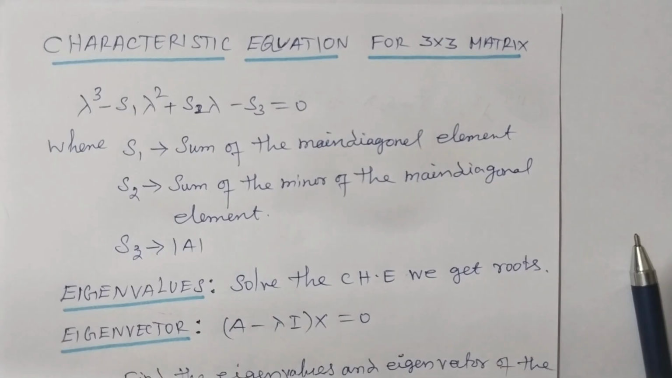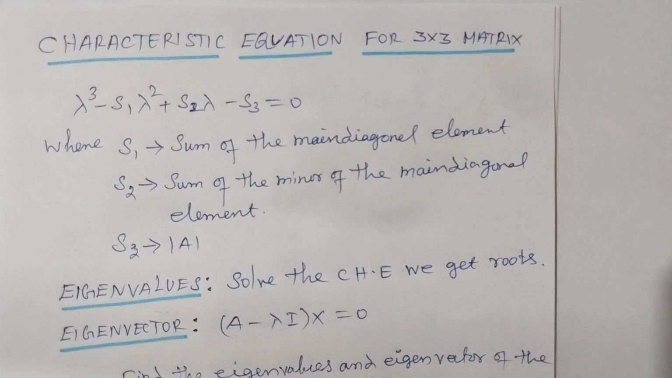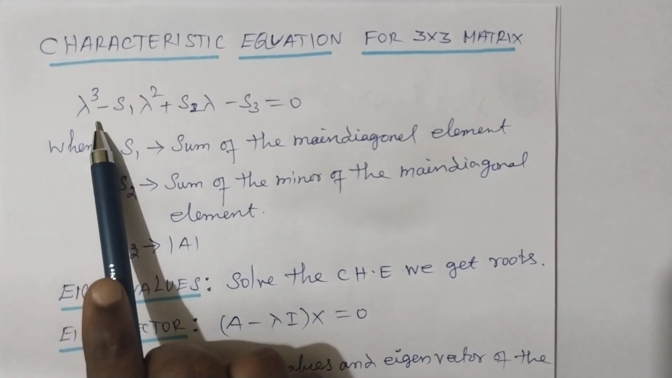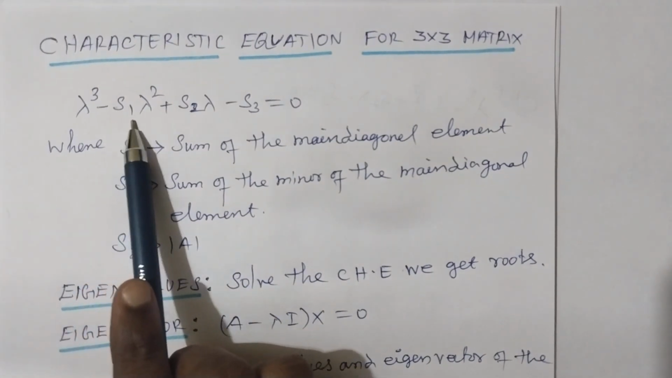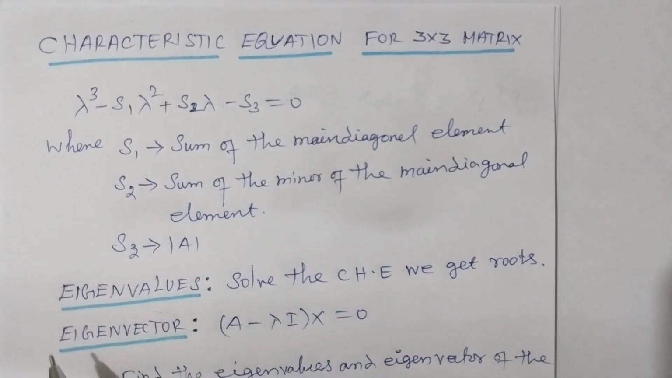Welcome to all. Today we discuss the topic: how to find the characteristic equation for a 3 cross 3 matrix, and the eigenvalues and eigenvectors. In general, we write the characteristic equation for a 3 cross 3 matrix as lambda cube minus s1 lambda squared plus s2 lambda minus s3 equal to 0.